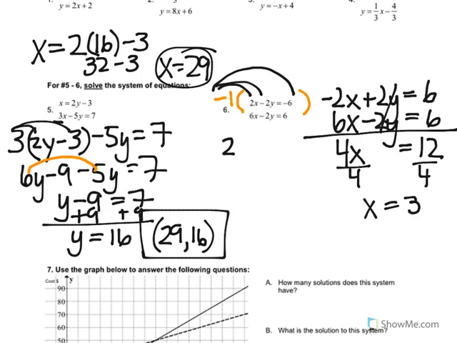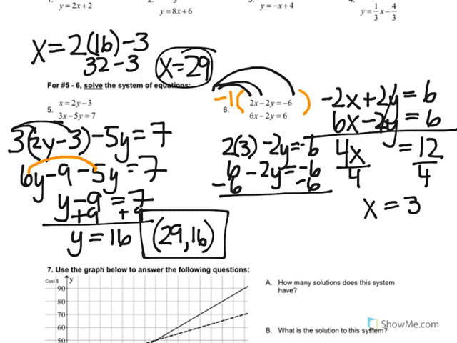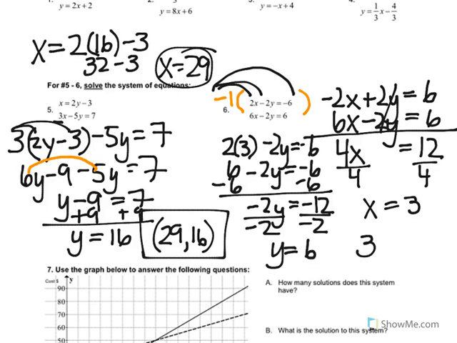So instead of 2 times x, I'm going to do 2 times 3. So we have 6 minus 2y equals negative 6. So now we're going to subtract 6 from both sides. So I have negative 2y equals negative 12, and I'm going to divide by negative 2, and y equals positive 6, because a negative divided by a negative is a positive. So 3 comma 6 is our solution.